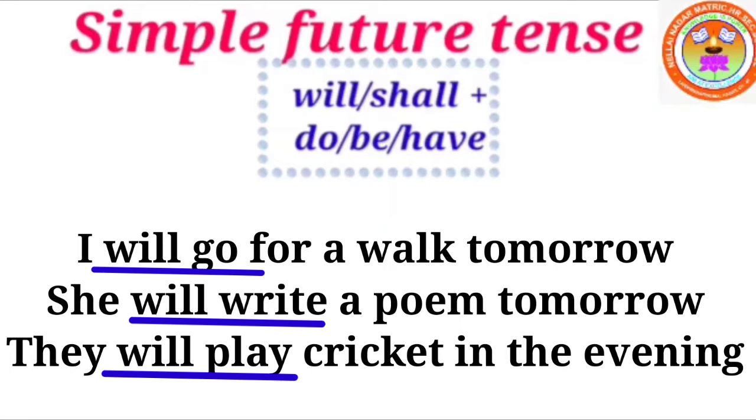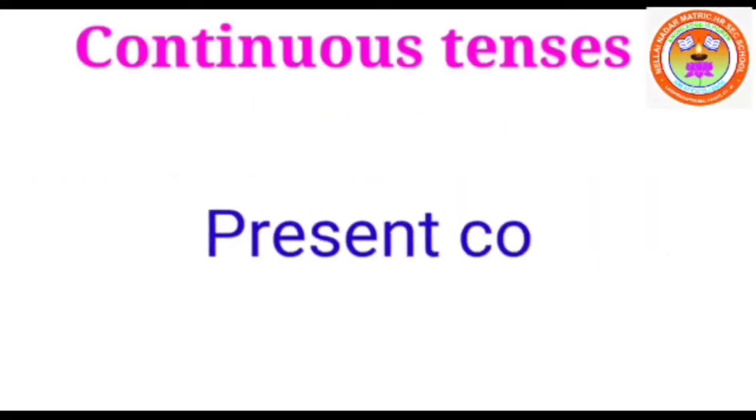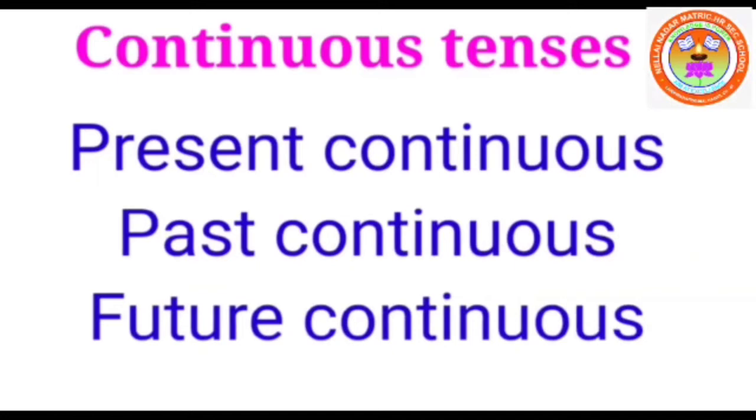Then the next three tenses, continuous tenses: present continuous, past continuous and future continuous. For our better understanding, the three tenses have continuous form. For continuous, we have to use the ing verb form. In present, there is a continuous. In past, there is a continuous. In future, there is a continuous. So, for the three continuous tenses, we have to use the ing verb form.